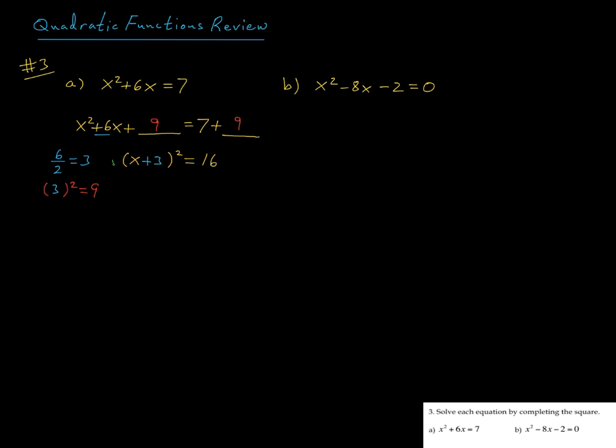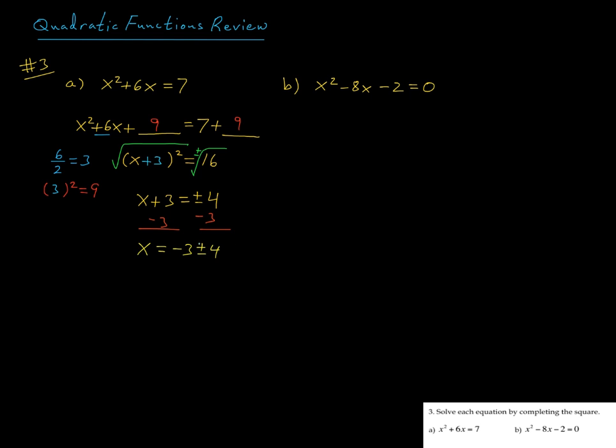We can go ahead and just take square roots. Have a plus or minus here. So that gives us x plus 3 on the left, and that's equal to plus or minus 4. And then let's go ahead and subtract 3 from both sides. And so we get x is equal to minus 3 plus or minus 4.